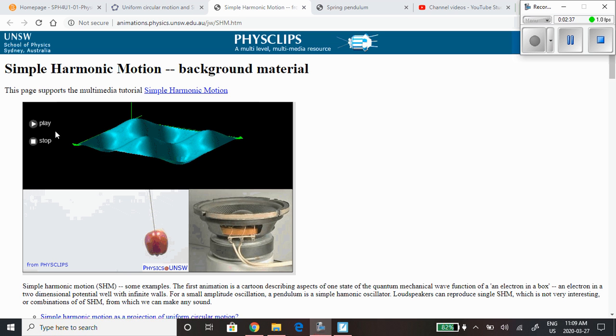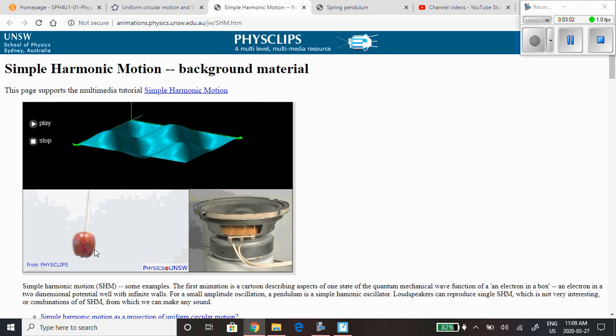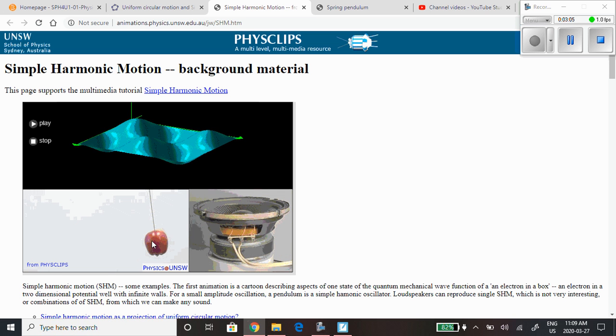So here's some examples of simple harmonic motion, and I've posted this link in today's announcement. Here's an animation of some type of film or layer, a surface, and it's moving up and down, up and down. It's undergoing a restoring force to pull it back down. Here is some type of pendulum. The restoring force that pulls it back down is gravity. Here is a speaker operating. It's moving up and down, simple harmonic motion. It would be the magnetic field pulling the surface of the speaker back downward and pushing it forward. That's how speakers work.